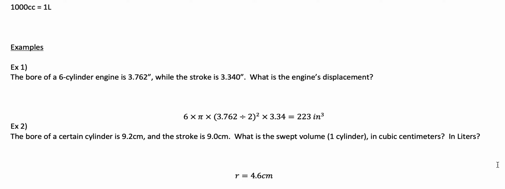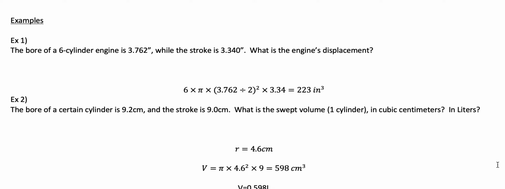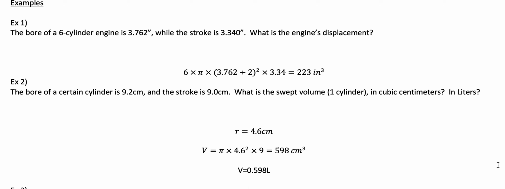And here I'm going to calculate the radius separately, or before I use the next equation. So the radius is 9.2 divided by 2, which is 4.6 centimeters. Then I can calculate the volume as pi times the radius squared times 9, which is the stroke. And that's equal to 598 cubic centimeters. Finally, just apply that 1,000 cubic centimeters to a liter conversion to get a volume of 0.598 liters.